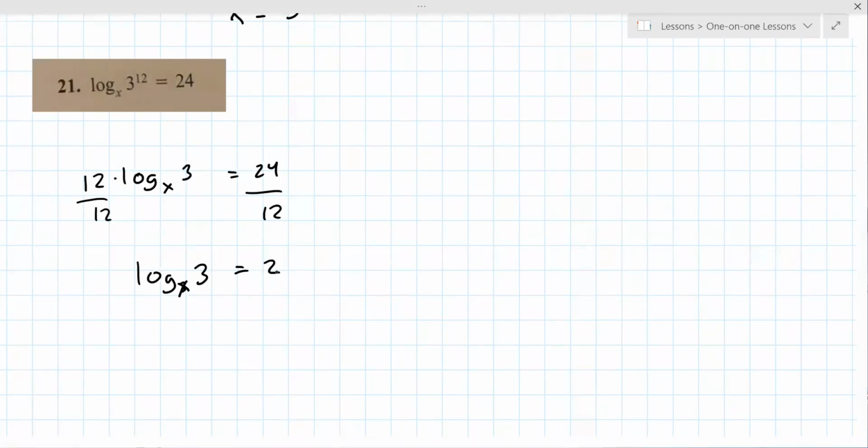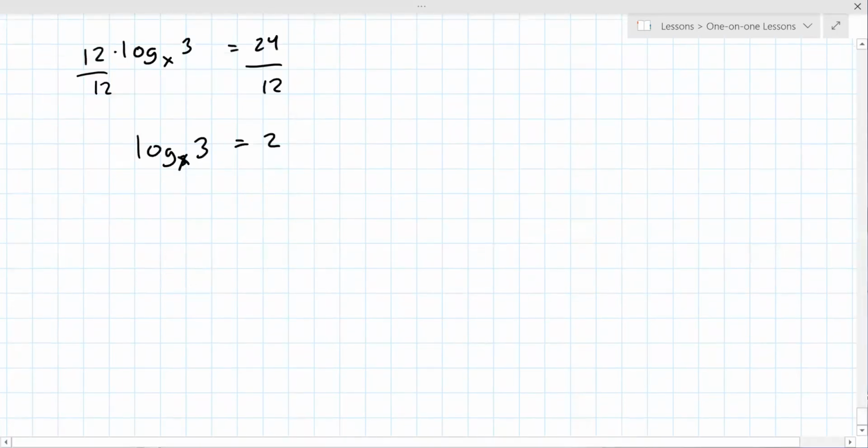Yes, I do. Now, how can you rewrite this in exponential form? Hmm. Oh, okay. That's what we just did a bunch of. So at some point you have to rewrite it in exponential form. Well, how do you undo that? Well, it's the square root of 3. Oh, plus or minus. All right. On to number 23.